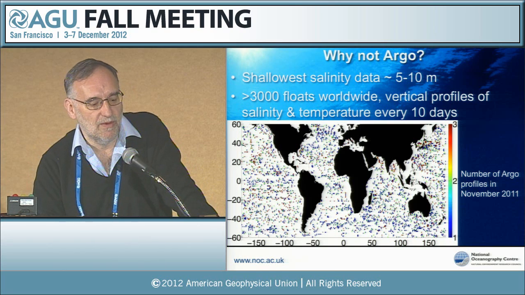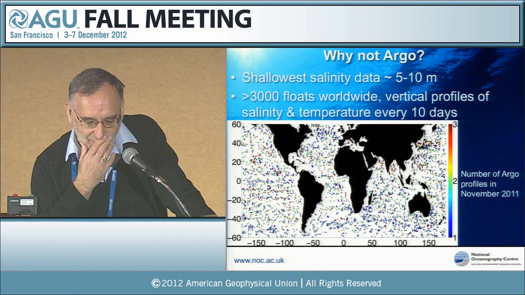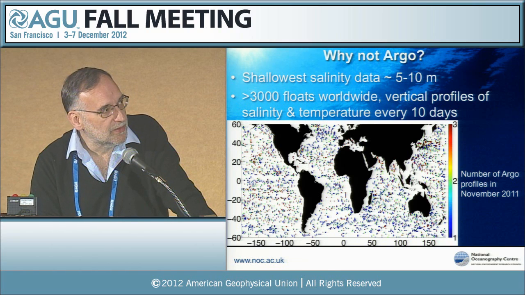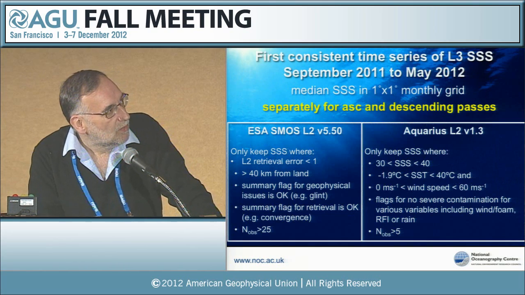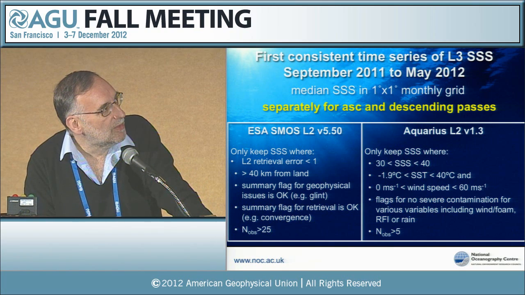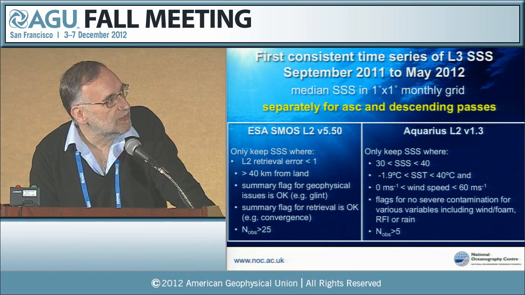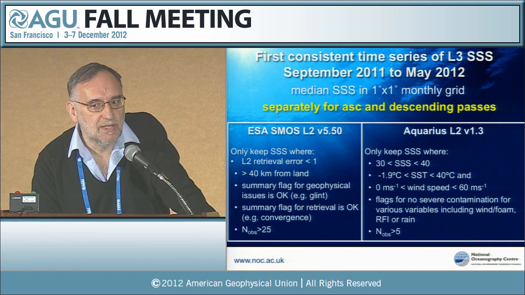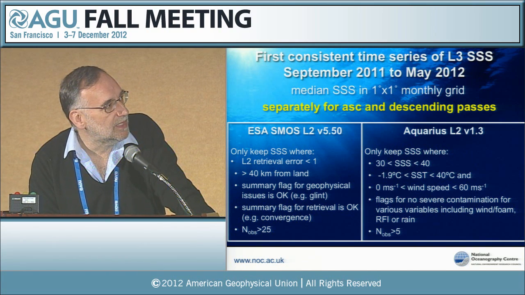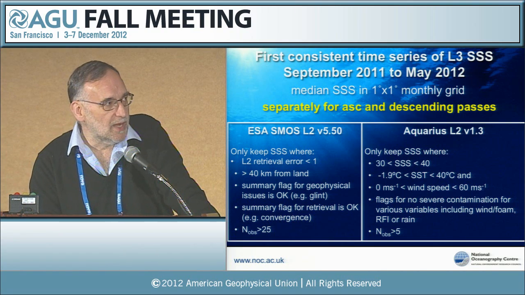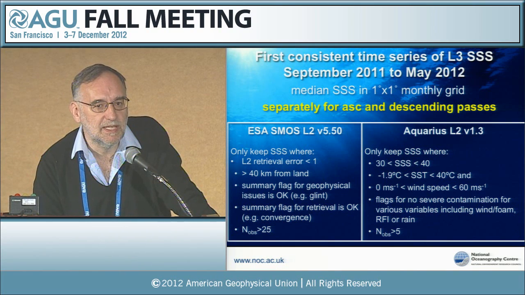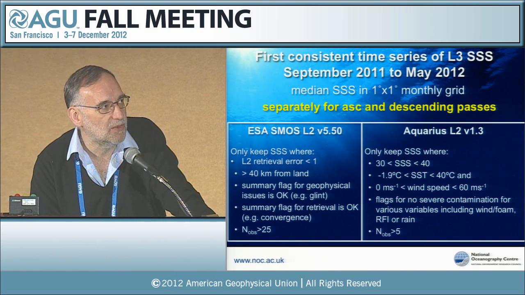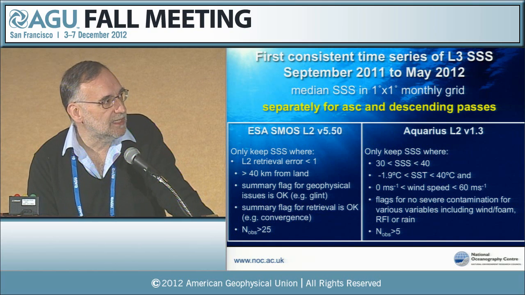When we started this, we found that there were some quite significant differences between SMOS and Aquarius. And with the latest versions of the data we're using, those differences seem to have improved. So what we're doing is we've got 9 months of common data, September 2011 to May 2012. We use the median sea surface salinity values in 1 degree by 1 degree squares. We use the median to get rid of any problems with potential outliers in salinity. And we separately analyse the ascending and descending passes, because when we first started looking at this a while ago, we did find some significant differences between ascending and descending data.